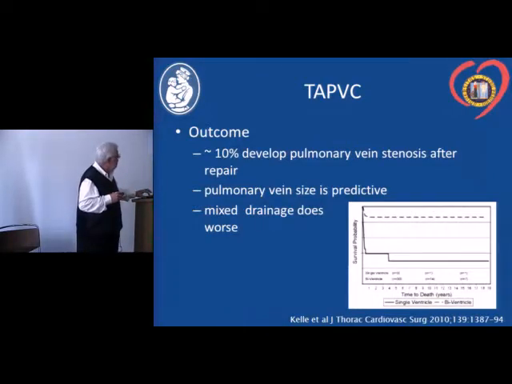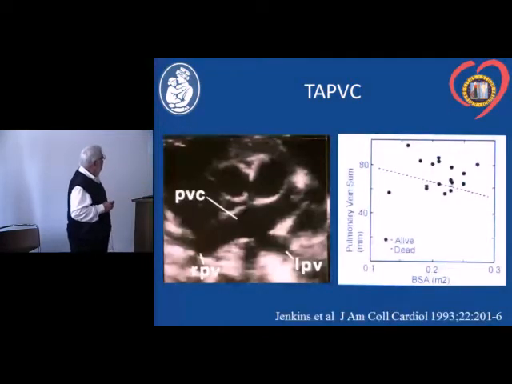As you can see over here, and this is a biventricular repair, babies who undergo a single ventricle repair with total anomalous pulmonary venous connection really have a very poor prognosis.